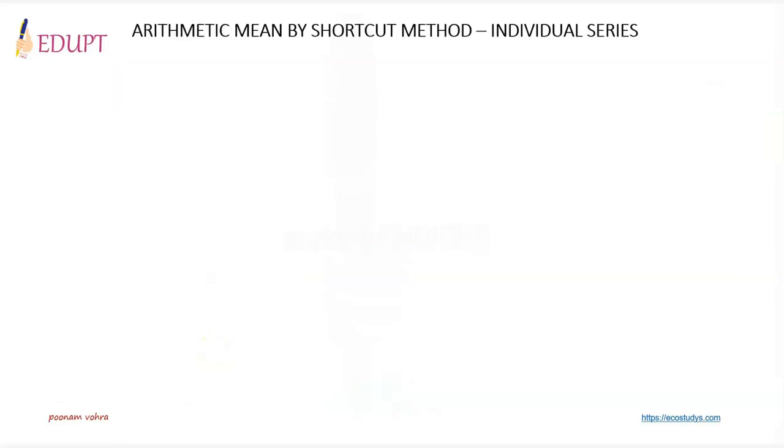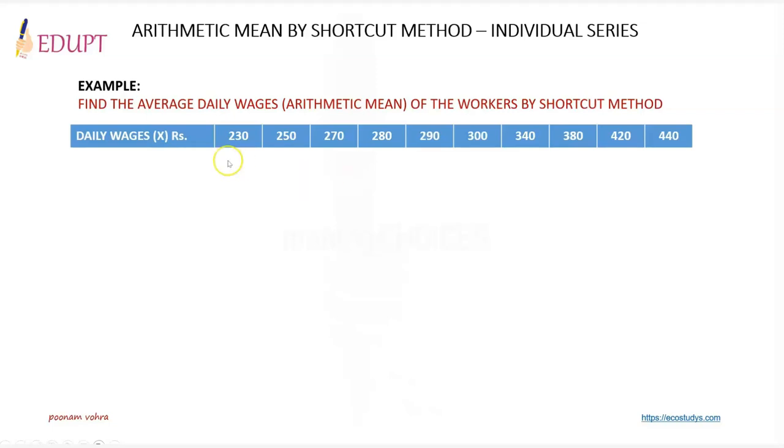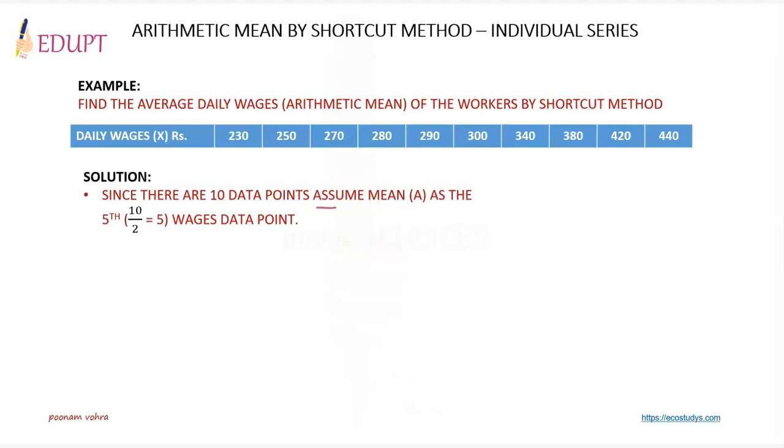Now let us understand how to find arithmetic mean by shortcut method in individual series by a numerical example. The numerical example is about the daily wages of workers. So one can notice the daily wages of 10 workers are given. So the first step is to find assumed mean. Since the wages are for 10 workers, we shall find assumed mean by applying n by 2. So in that case, it would be the fifth wage.